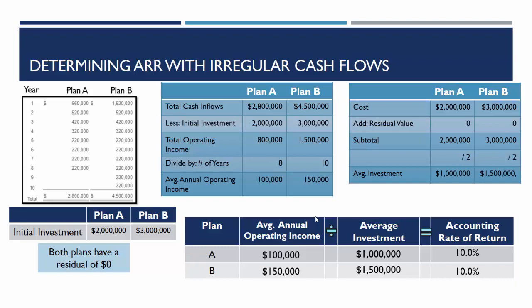So accounting rate of return being equal doesn't really help us here. Both plans are equally attractive.